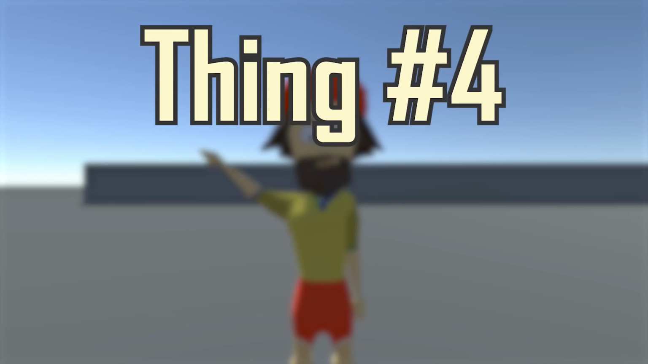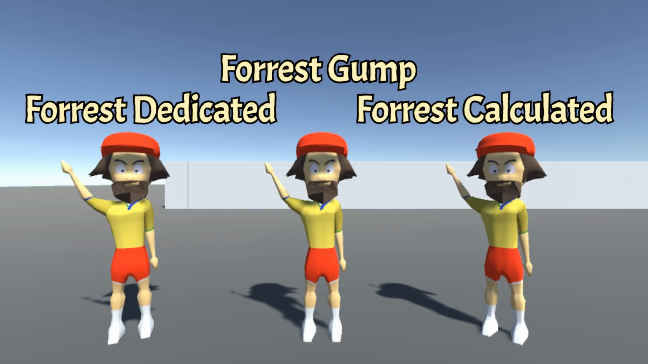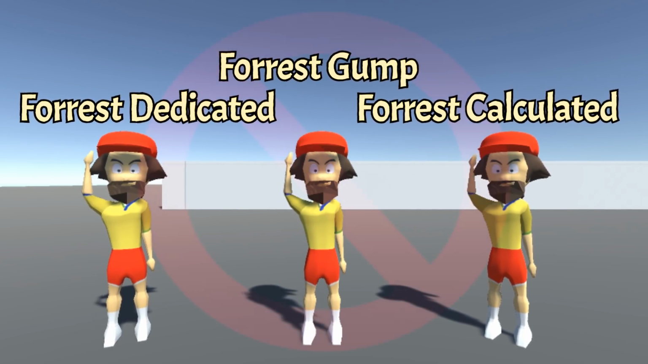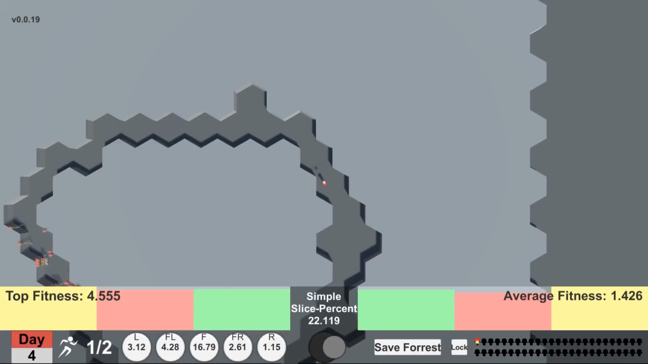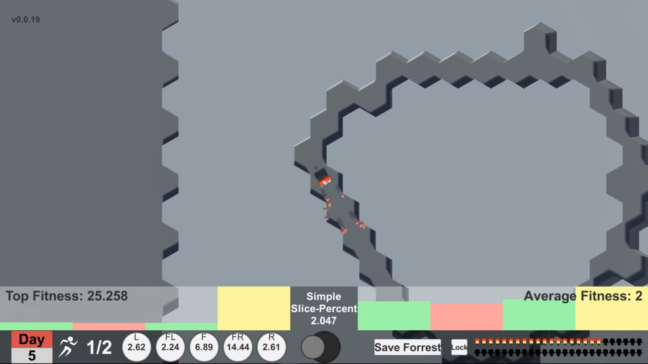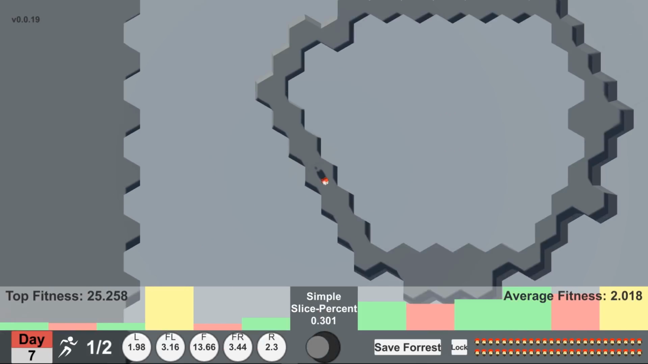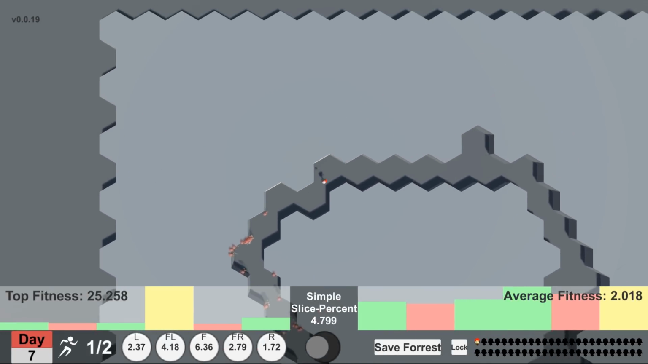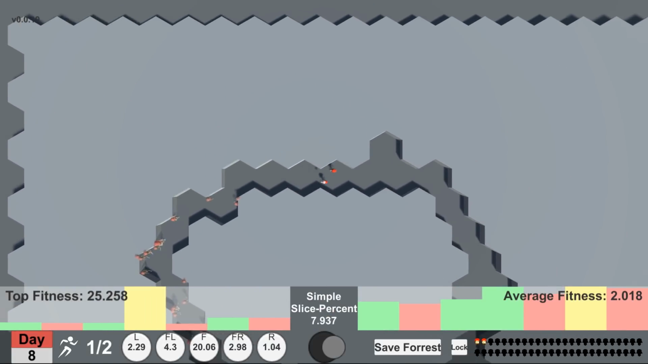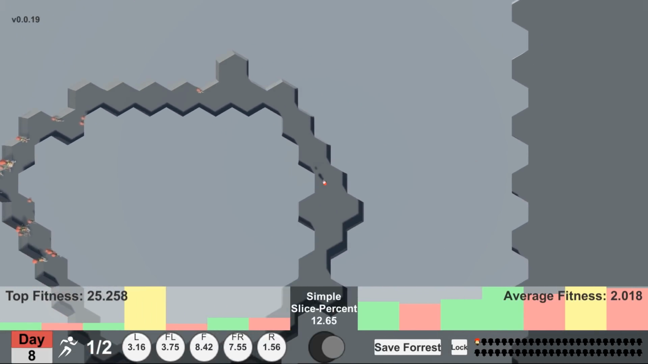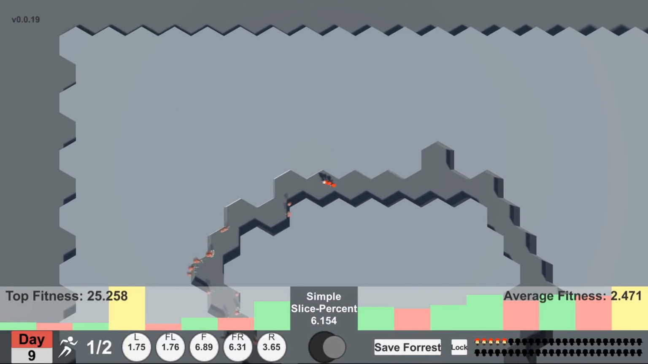Thing number 4, overfitting. I think the Forrest Dedicated, Forrest Gump, and Forrest Calculated were interesting experiments, but in the end were the wrong way to go about solving this problem, because I think I was overfitting for each training session. Again, what overfitting means is learning something in too much detail as opposed to understanding a general rule, and I think with Forrest Dedicated, I overfit him for so long on basic courses before introducing some real course challenges that it made it hard for him to overcome real challenges when it came time to.